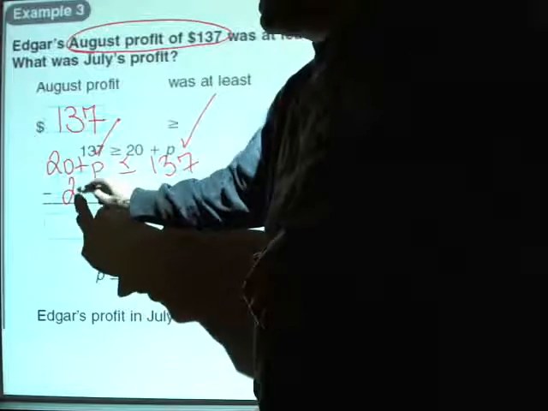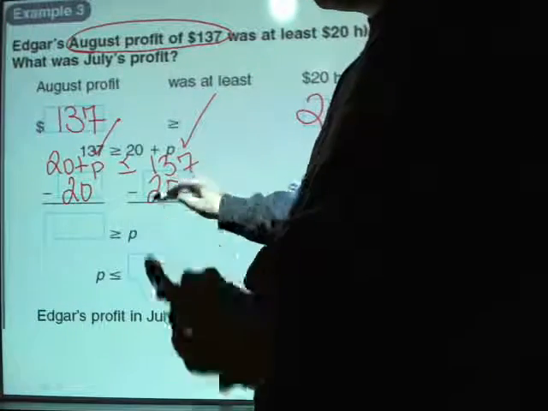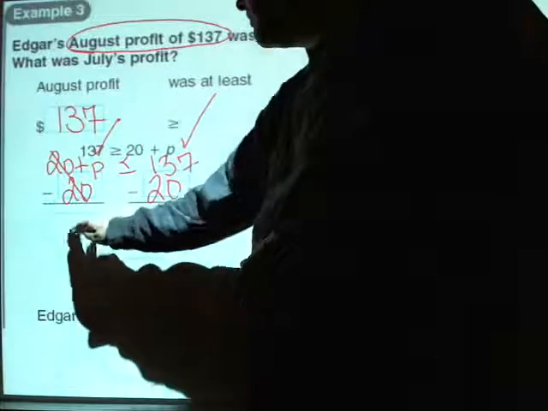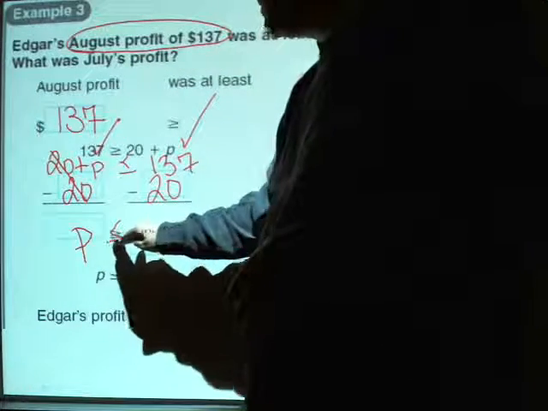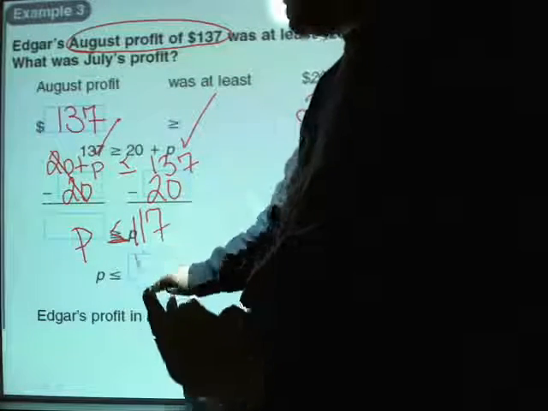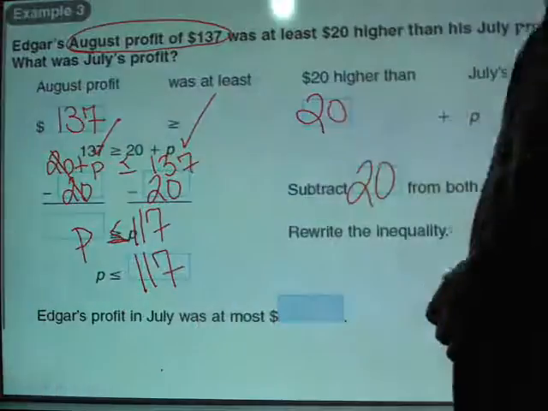Remember, that's how we're going to make the number part go to 0 and just leave me variable p. 20 minus 20 is 0, which just leaves me p. And that's going to be less than or equal to, in this case, 117. So p is less than or equal to $117.